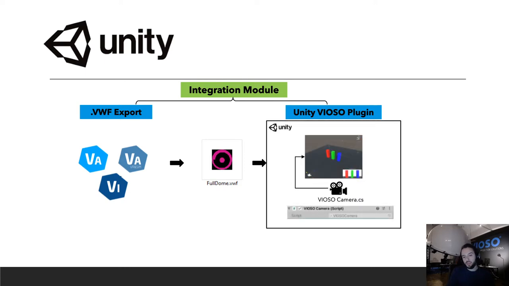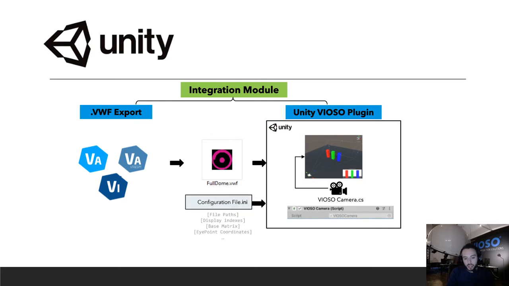The Unity VIOSO plugin basically relies on the VIOSO camera script, which overrides the camera in your scene. So if you have a camera in your project, overriding it with the VIOSO camera will get you started. And I will show that in more detail further on.